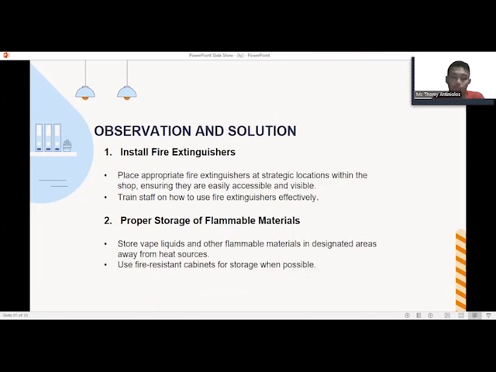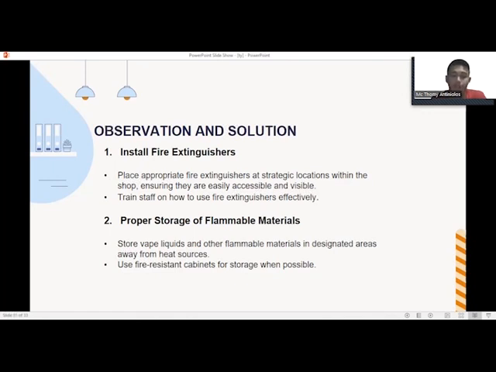Number 1. Install fire extinguishers. Place appropriate fire extinguishers at strategic locations within the shop, ensuring they are easily accessible and visible. Train staff on how to use fire extinguishers effectively.